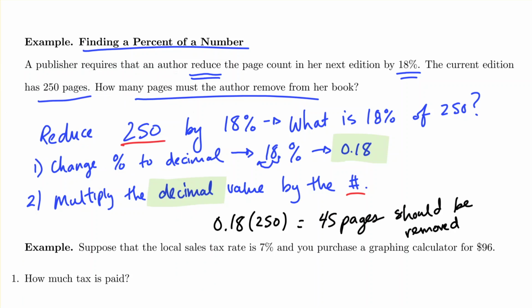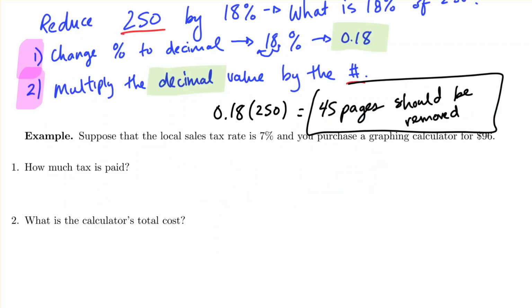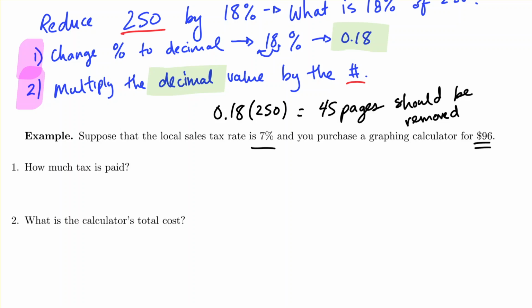So this is a new process that we covered. If you're ever trying to find the percent of a number, then step 1, change the percent to a decimal, and step 2, multiply that decimal value by the number you're trying to find the percent of. So this idea can be applied whenever we deal with sales tax. We deal with percentages of numbers every time you go to a store and you have to pay the sales tax on the total that you purchased. So let's look. Suppose the local sales tax is 7% and you purchased a calculator for $96. How much tax is paid?